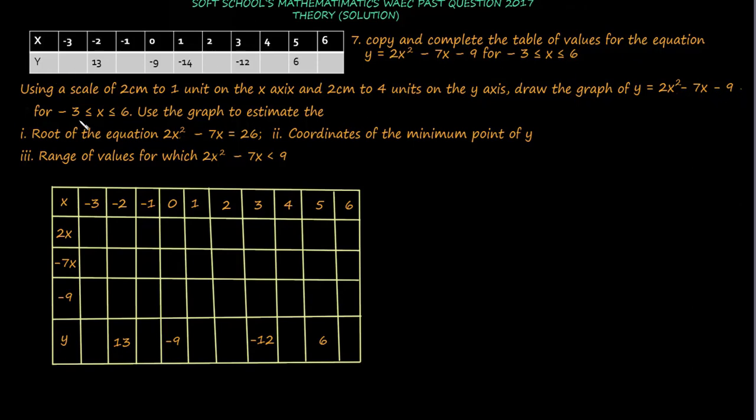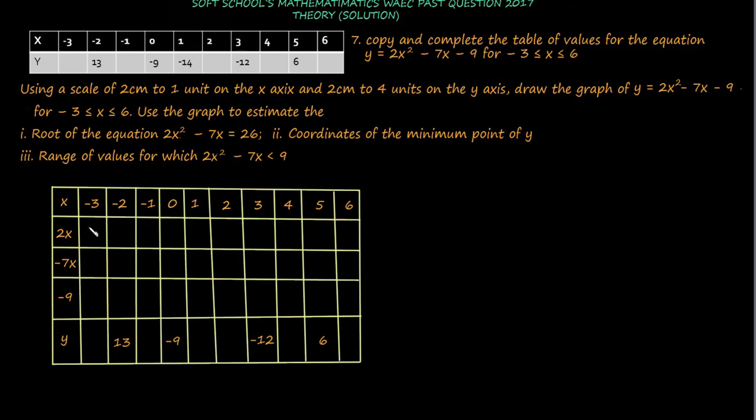We should use the graph to estimate the root of this equation and the coordinates of the minimum point of y. We should also find the range of values for which 2x squared minus 7x is less than 9.